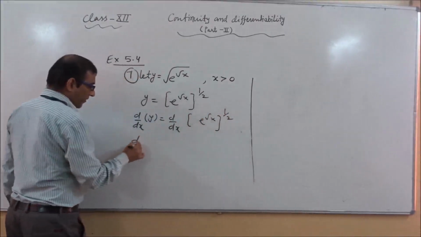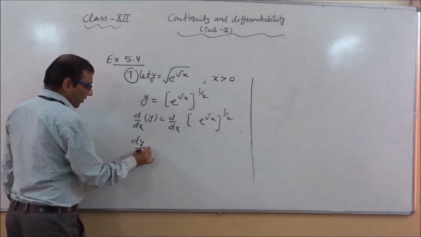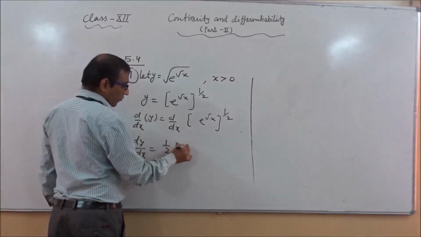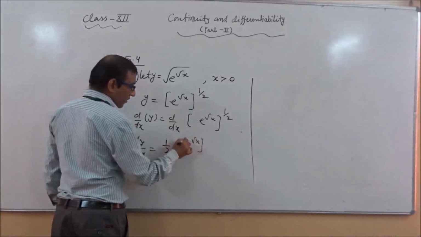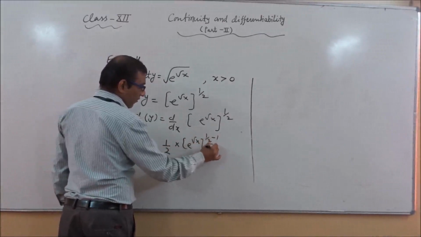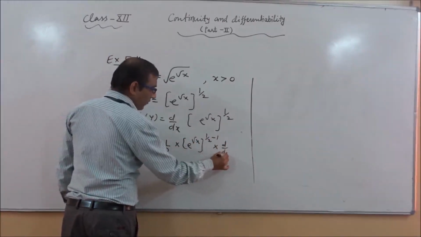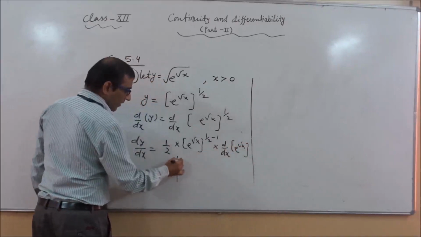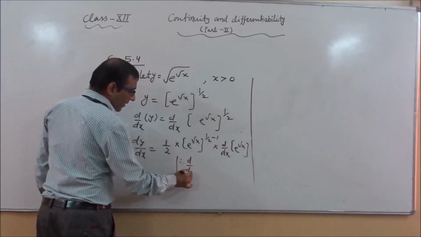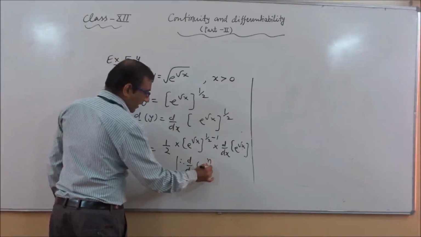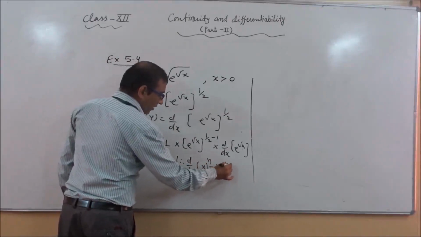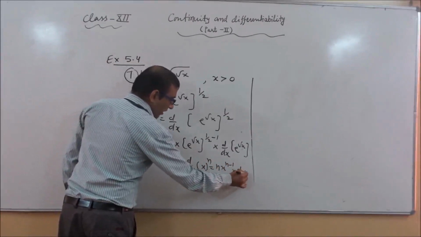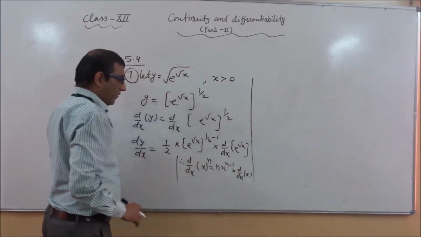So on the left-hand side it becomes dy by dx, and on the right-hand side we will write 1 upon 2 into e raised to the power under root x, half minus 1, into d by dx of e under root x. Which concept do we apply here? Because we know very well that d by dx of x raised to the power n can be written as n into x raised to the power n minus 1 into d by dx of x. So if we apply this concept here, it can be written this way.